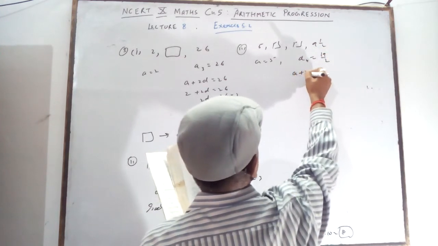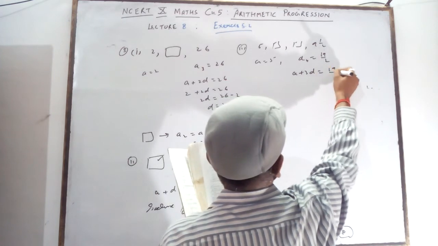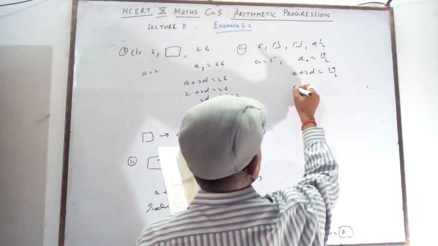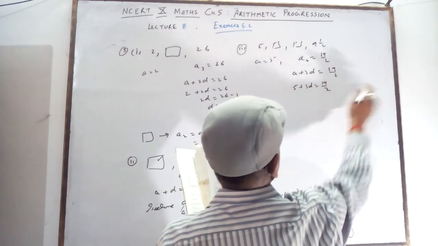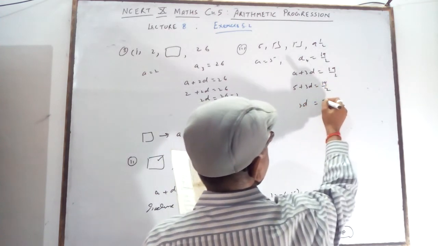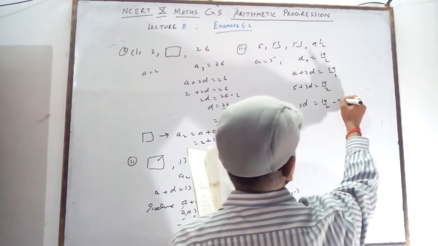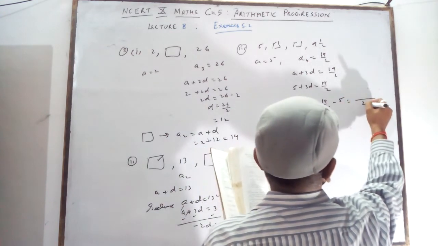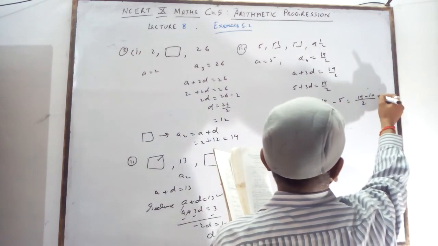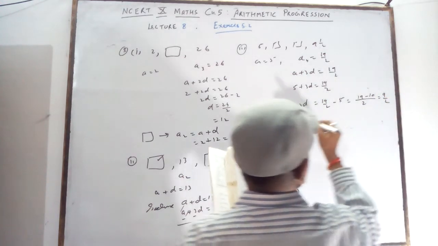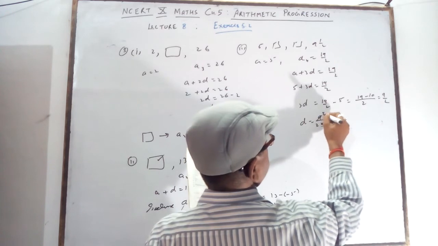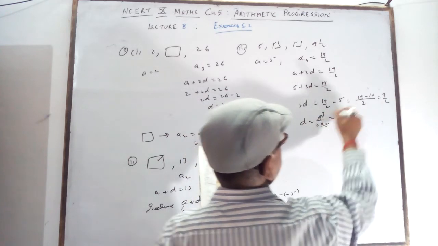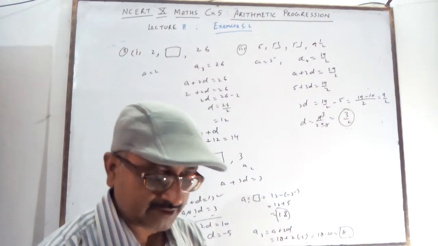A4 means A plus 3D. Put the value here. A is 5. 5 plus 3D is equal to 19 by 2. Then what is D? 19 by 2 minus 5 gives you 19 minus 10 by 2, that is 9 by 2. Then D is equal to 9 by 2 divided by 3. 3 threes are 9, you are getting 3 by 2. 3 by 2 is the common difference.